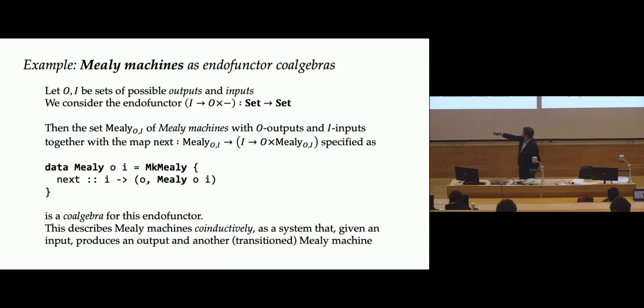Or in Haskell terms, you can define it as this particular data structure. So specifically, it's a data structure equipped with a function next, which takes an input and produces output and a new machine. Now, the same way in which folds over lists allowed us to, list algebras allowed us to describe lists in an inductive manner, this construction describes Mealy machines in a co-inductive manner. So it's a system that, given an input, produces an output and another transitioned Mealy machine.